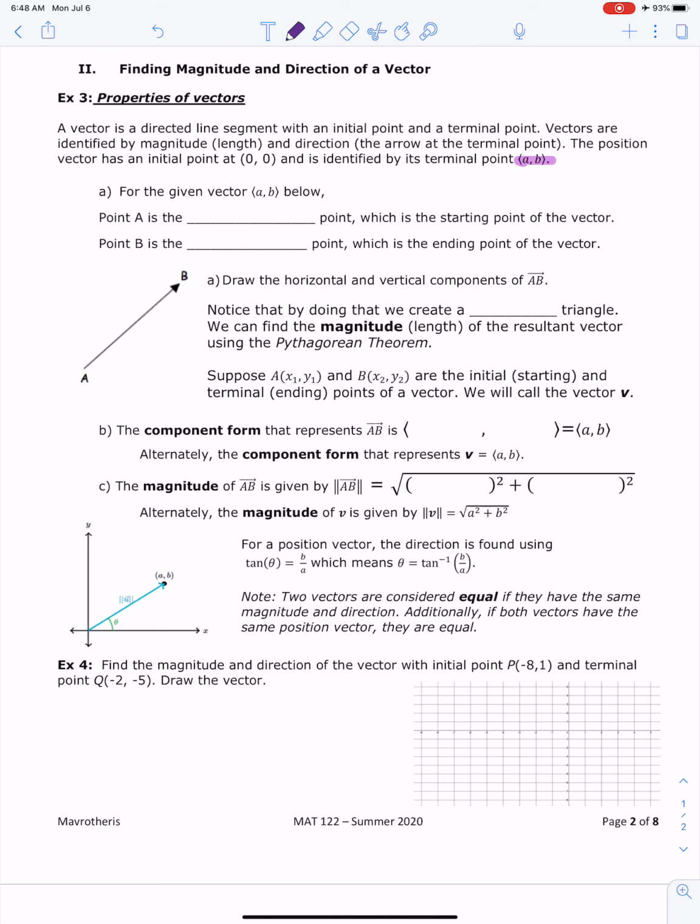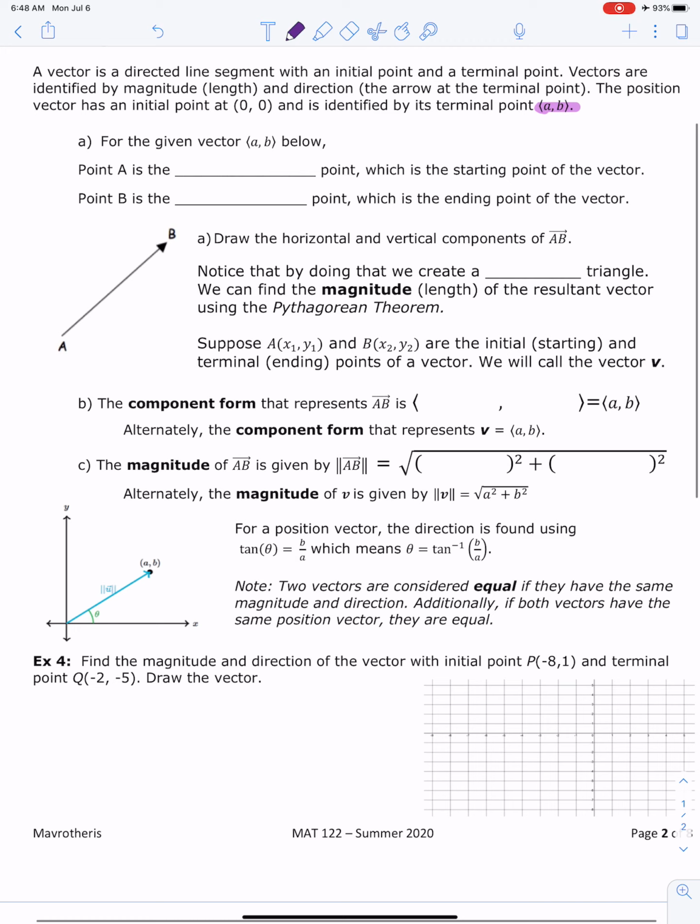So A here, we've got this vector drawn. Point A is the initial point, so we're going to go ahead and just geometrically refer to some of the terminology from the first page. Point B is the terminal point. Okay. Oh, so now we have two A's. A sub 1. Draw the horizontal and vertical components of AB.